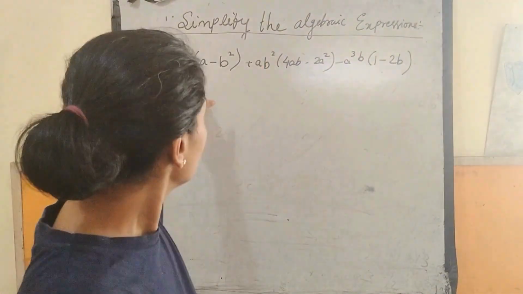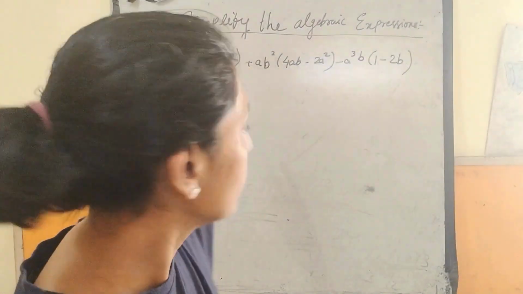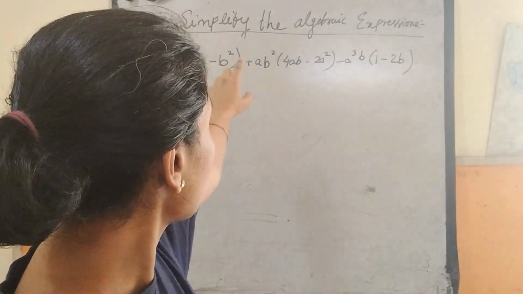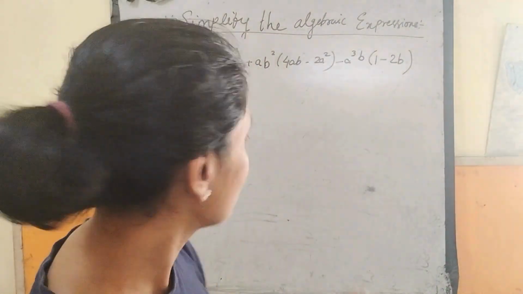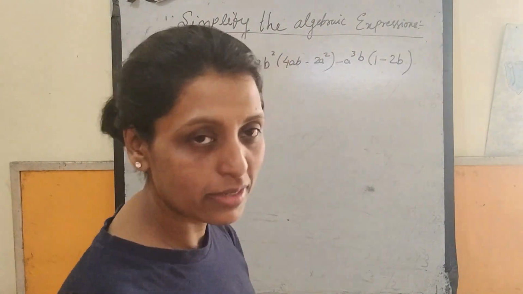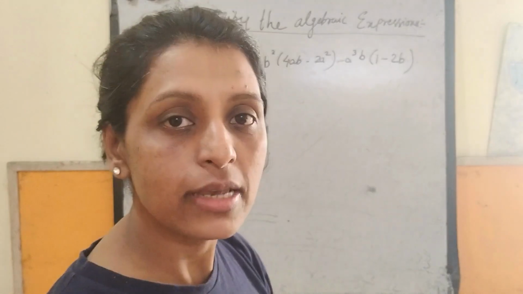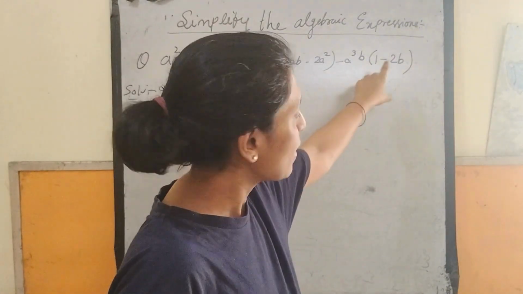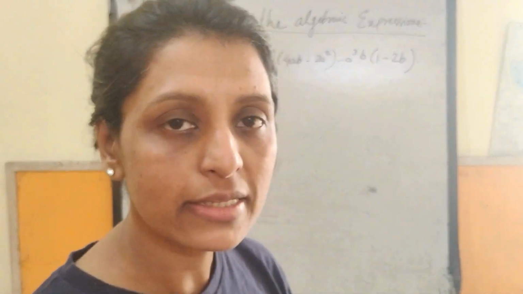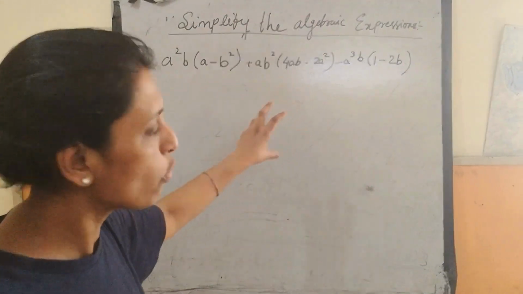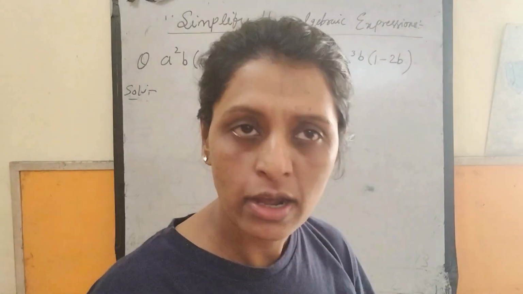Let's see. I have a question here. a square b, in the bracket it is a minus b square, plus ab square, in bracket it is 4ab minus 2a square minus a cube b, in bracket it is 1 minus 2b. So let's see how to simplify it. Simplify करना मतलब इसको और कितने आसान तरीके से we can write it down.